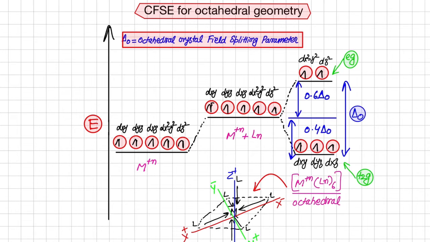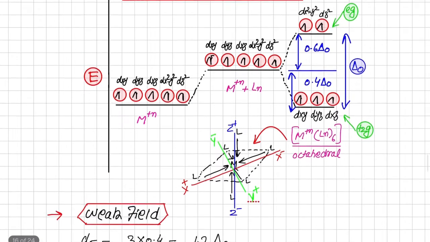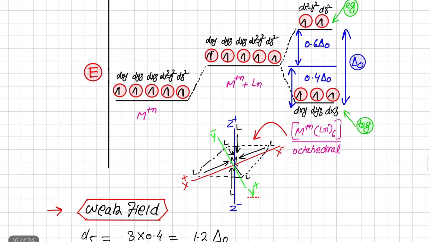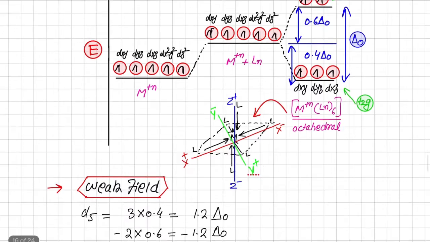So this is the CFSE calculation for weak field ligands such as water, halogens, etc. In this case this gap is less, so 3 electrons will be placed here and the 2 electrons will jump into the higher dx square, y square and dz square orbitals.